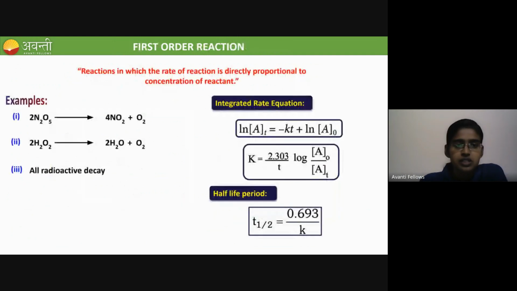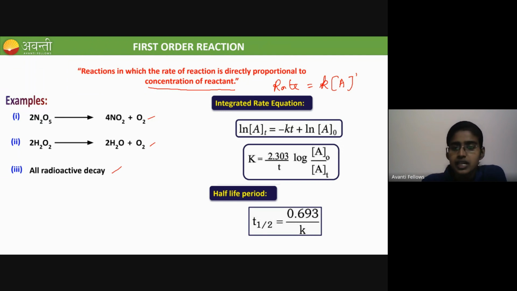Now coming to first order. The reactions in which the rate of the reaction is directly proportional to the concentration of the reactant are called first order reactions. Some examples are given. The rate will be equal to K into A to the power 1. So this is first order. Nitrogen pentoxide, hydrogen peroxide and all radioactive decay reactions will fall under first order.